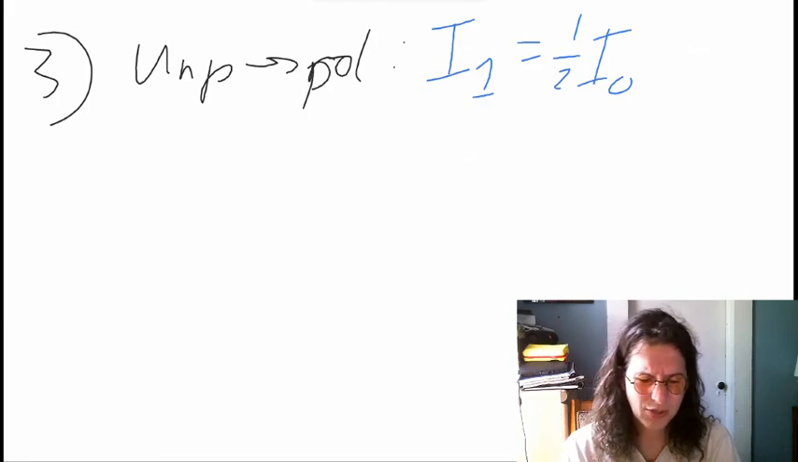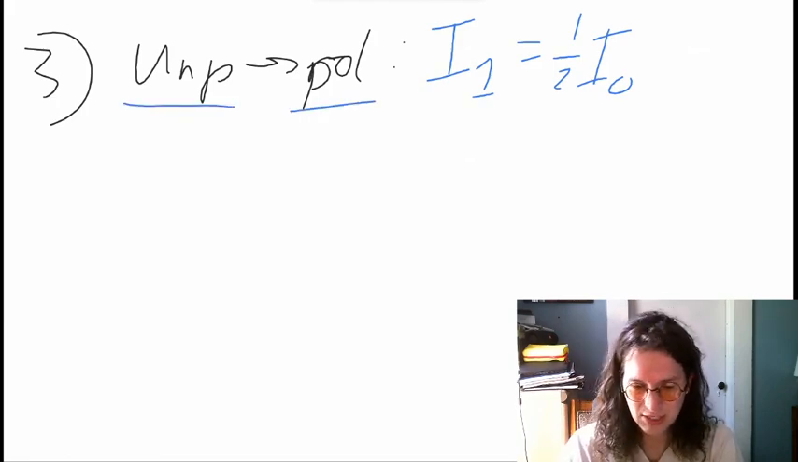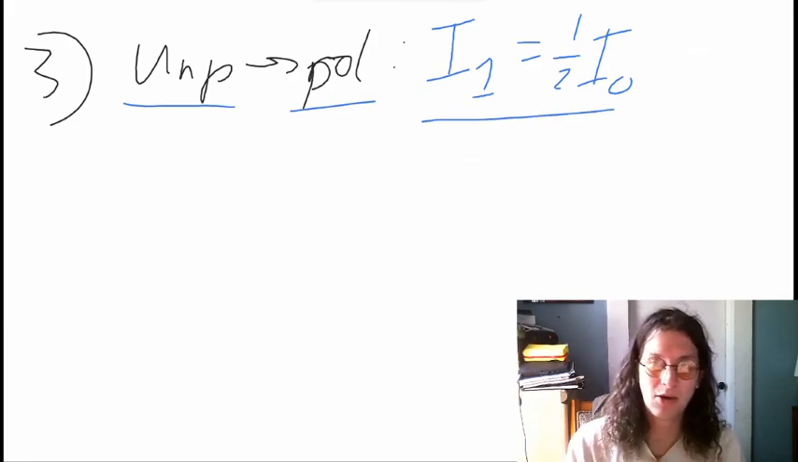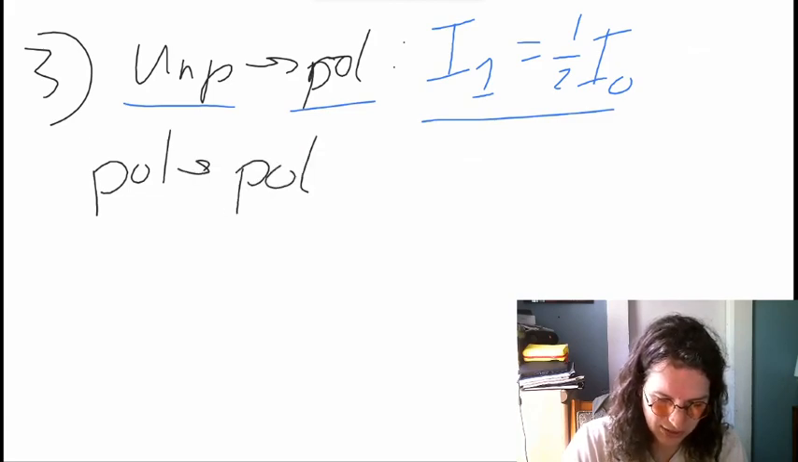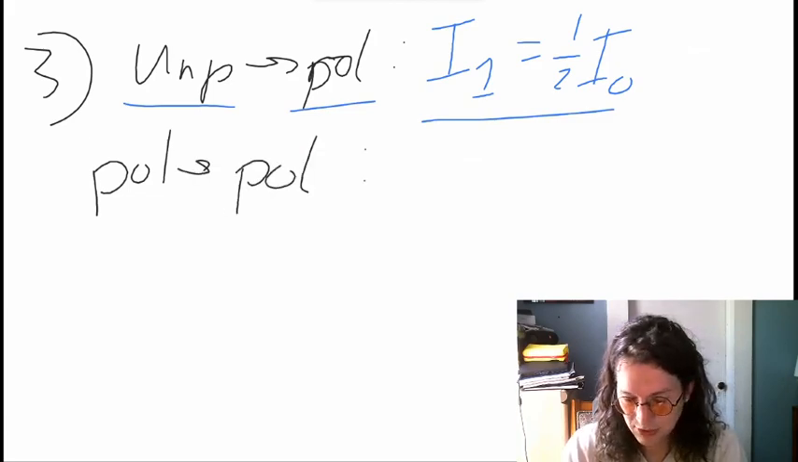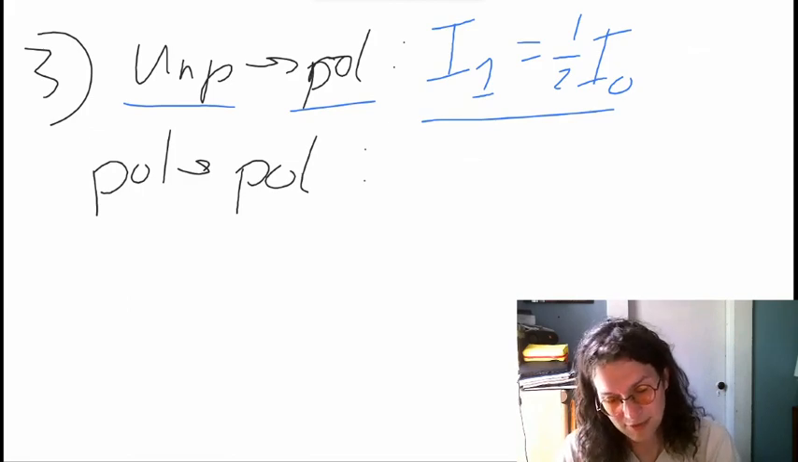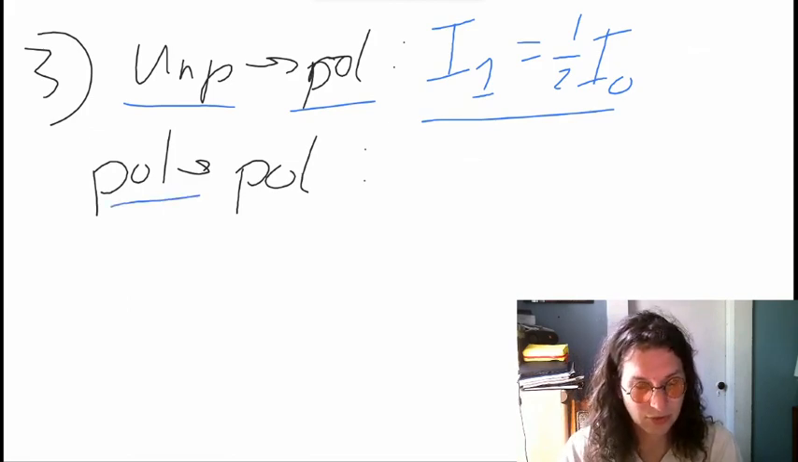And so in going from unpolarized random light to polarized light, like you have with your sunglasses, your intensity will be cut in half. Now, once you're going polarized to polarized, you can pass this light through a polarizer. And when you do this, the intensity will be cut down further if there's an angle between your two polarizers.